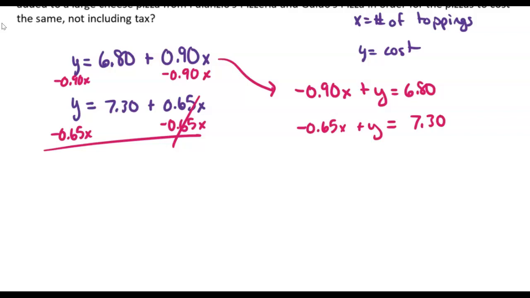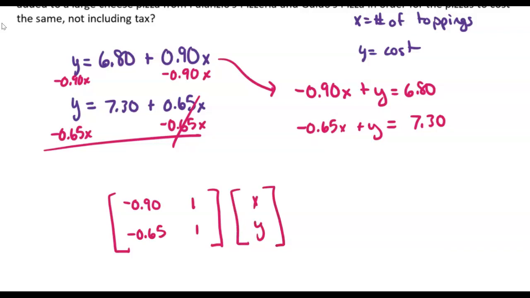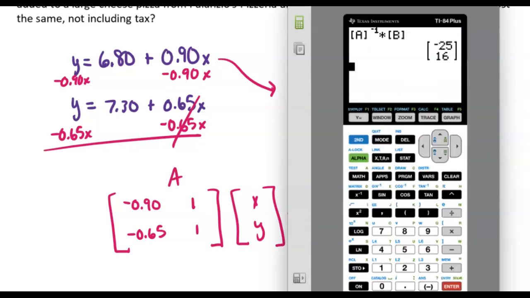Okay, now you're in standard form, so now you can write your matrices, which are -0.90 and 1, and -0.65 and 1. It's x and y. And this matrix is 6.80 and 7.30. All right, so this is matrix A, this is matrix B. So same thing as we've been doing. You're going to go into your calculator.